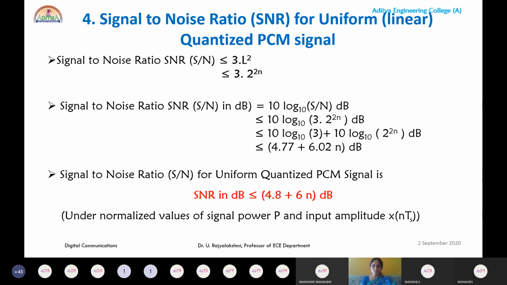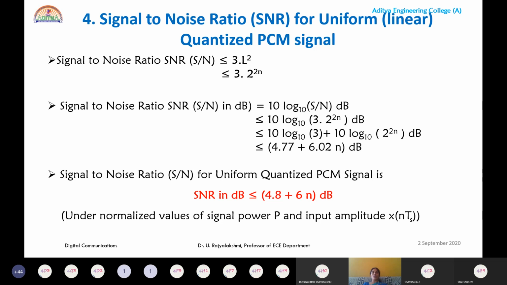Now, if you want the SNR in decibels, it is equal to 10 log SNR base 10. But SNR is how much? 3L square, or 3 into 2 power 2n, because L is 2 power n, so L square will be 2 power 2n. So in the second point, we are going to obtain the SNR in decibels.